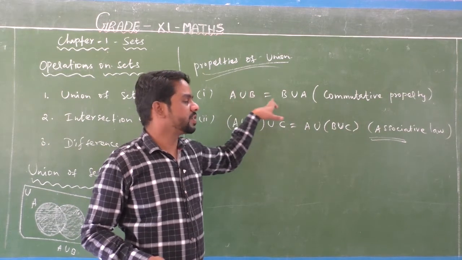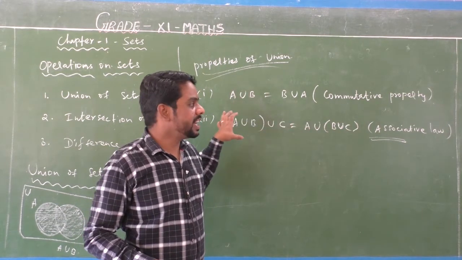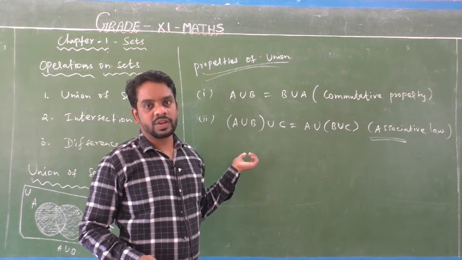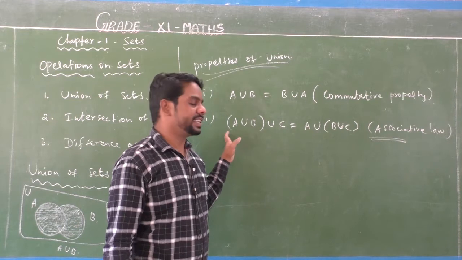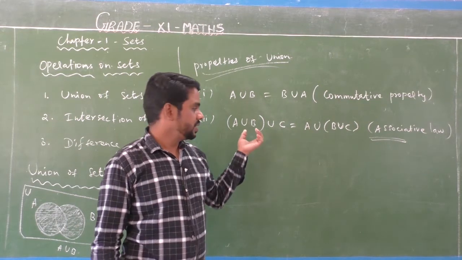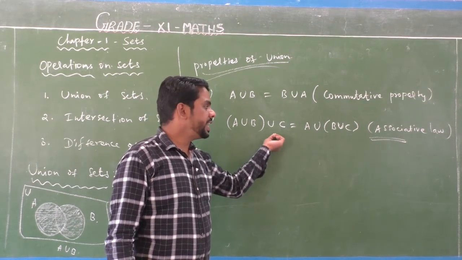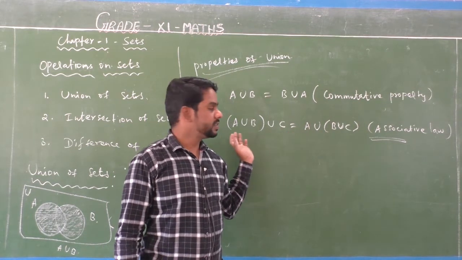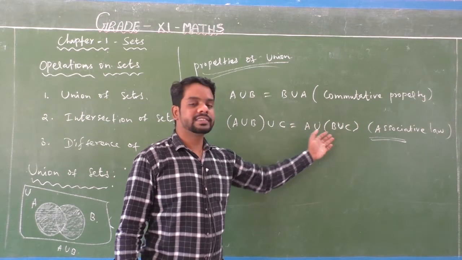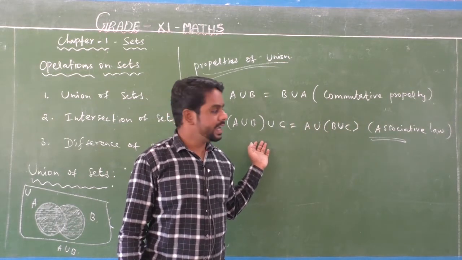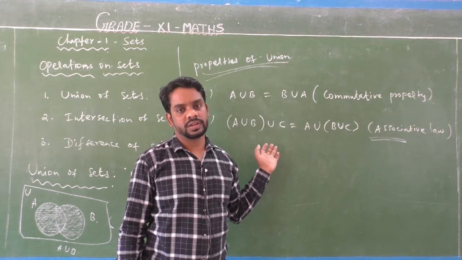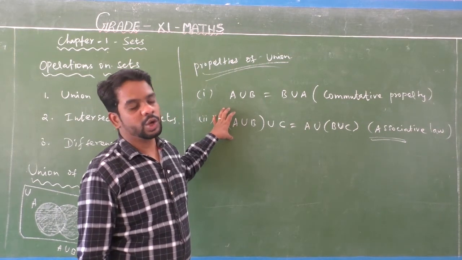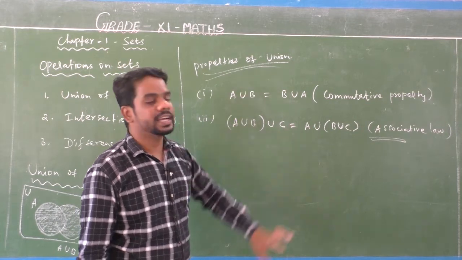So A union B is equal to B union A, and union also satisfies the associative property. Associative property means here three sets A, B and C. A union (B union C) is equal to (A union B) union C. If the left hand side and right hand side are always the same, then the associative property is true under the operation union. So union always satisfies the commutative property and associative property.